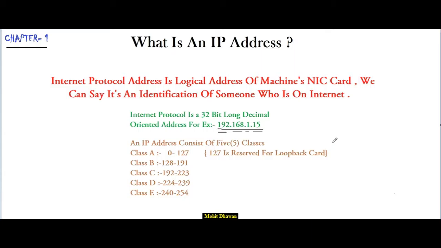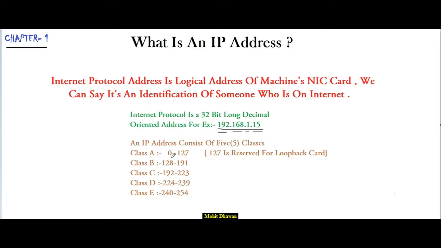Coming to the IP classes, IP addresses have 5 classes: class A, class B, class C, class D and class E. Each octet ranges up to 255. If we take from 1, it will end at 255, but we start from 0, because we count 0 as 1. So the range is 0 to 254.